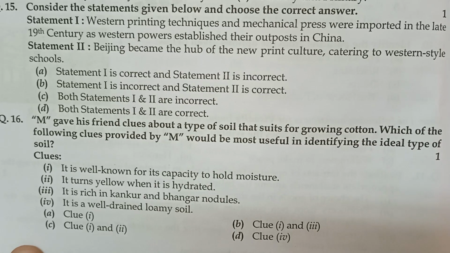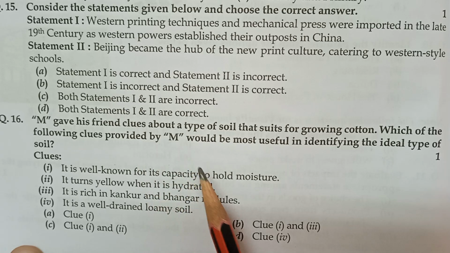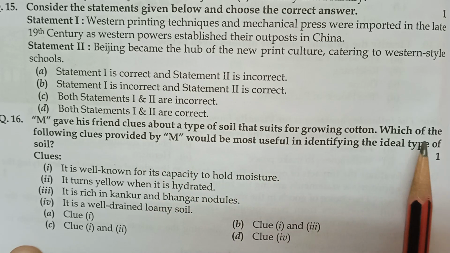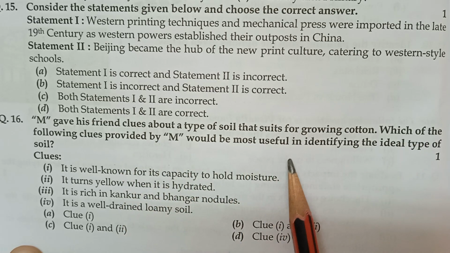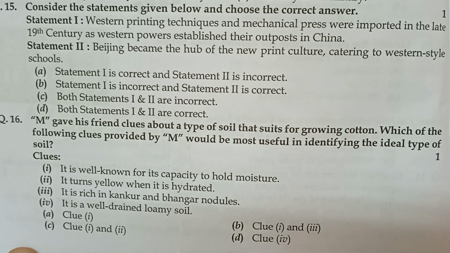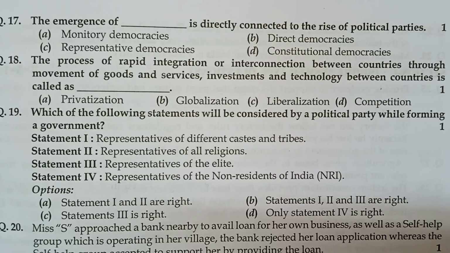So now let's start with this. Now question number 16. M gave his friend clues about a type of soil that suits growing cotton. Which of the following clues provided by M would be most useful in identifying the ideal type of soil? There are four clue options here, and you can find your exact answer, which is the correct option. Now come to question number 17, which is very important from here.